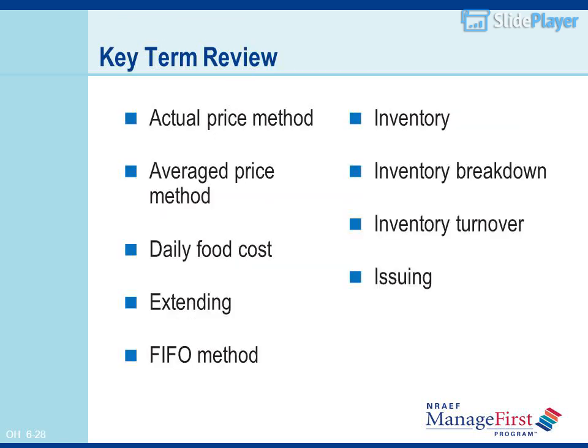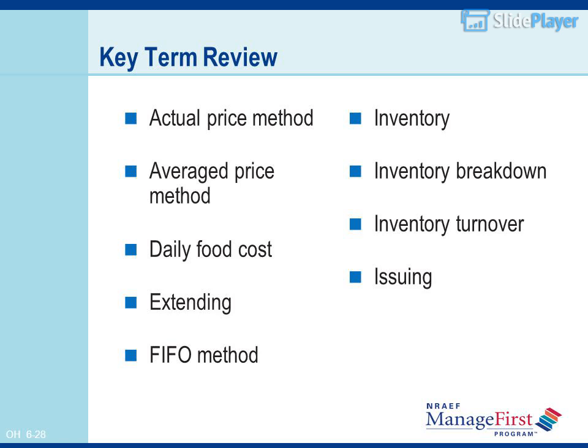Key term review: actual price method, average price method, daily food cost, extending, FIFO method, inventory, inventory breakdown, inventory turnover, issuing. Instructor's notes. Actual price method: inventory valuation method that uses the actual price paid for the product to compute closing inventory values. Average price method: inventory valuation method that uses a composite of all prices paid for an item during the inventory period to value the closing inventory.